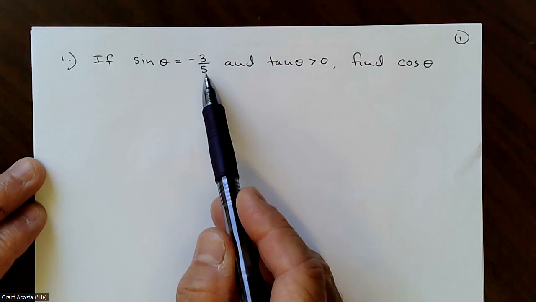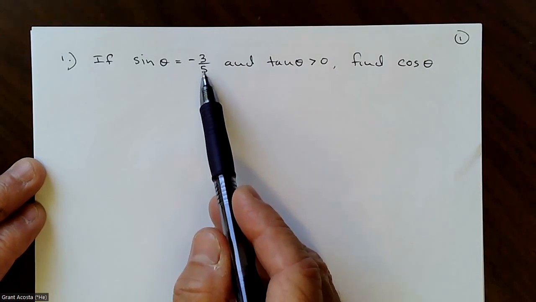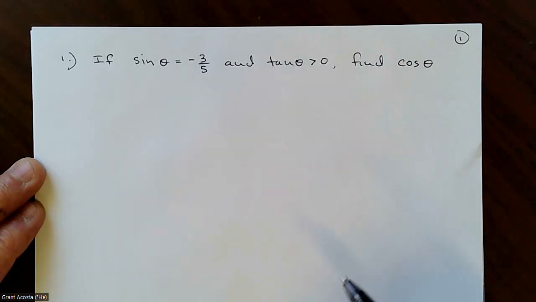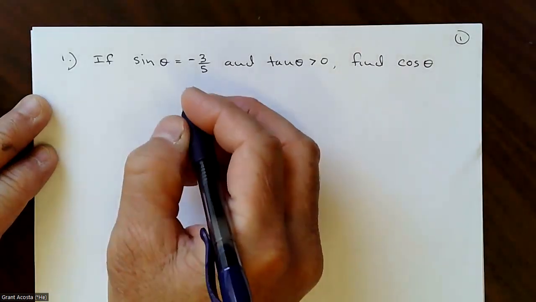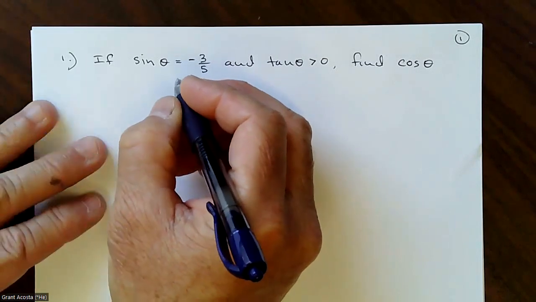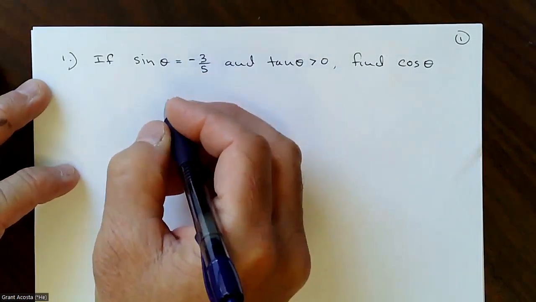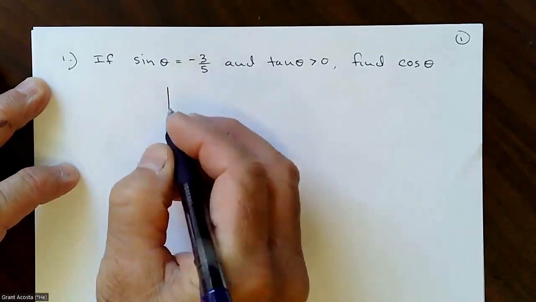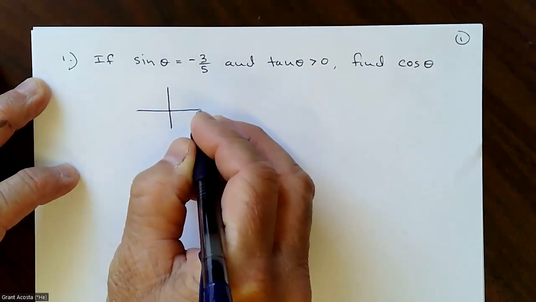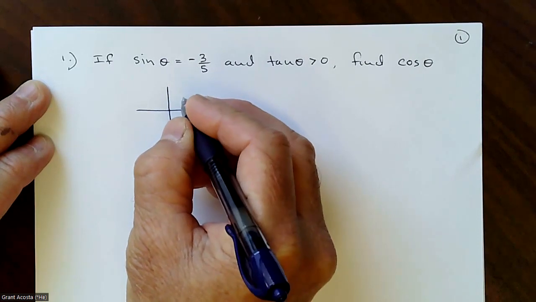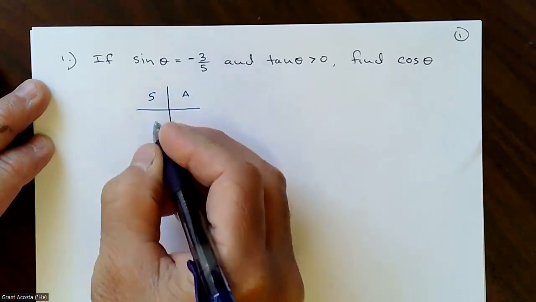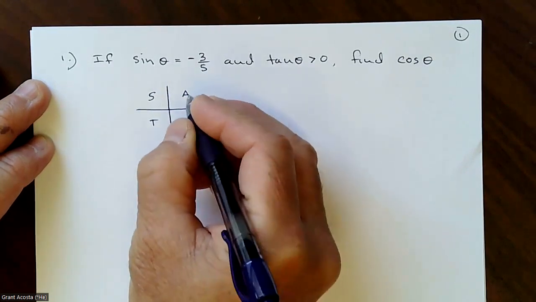The first step, however, we have to be careful. We have to make sure we're drawing the triangle in the correct quadrant. Remember, in the previous video, we talked about this acronym that helps us decide where each trig function is positive, and also you can figure out where each trig function is negative. And that acronym was all students take calculus.